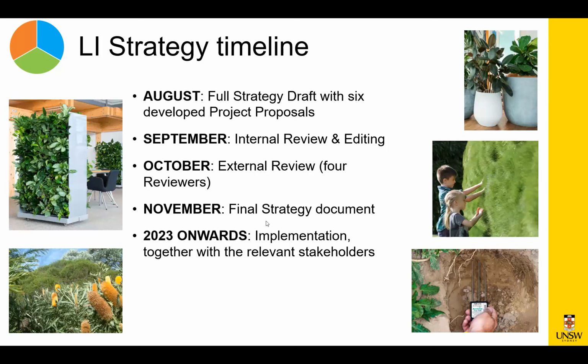So update, we're coming to the end. Timeline for the strategy, we're proposing a full draft by the end of this month with 6 developed project proposals. Not developed in the sense of ready to roll out, but developed in the sense of being able to get approval and sign off from the Health and Innovation Precinct stakeholders. There's an internal and external review in September and October, final document in late November, and then we're proposing that 2023 onwards, we'll be looking at an implementation schedule.